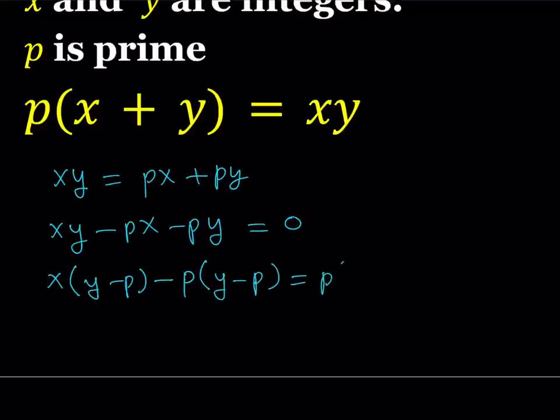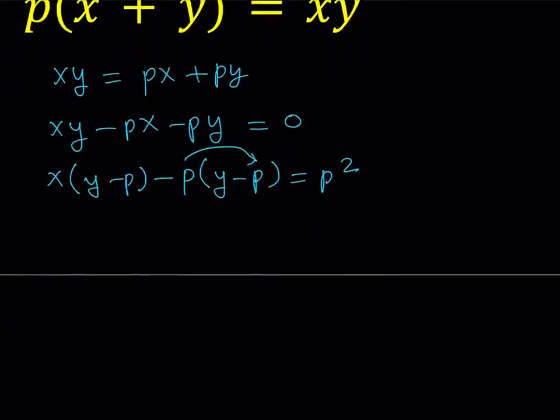but I do need y minus p, which means I'm adding p squared to both sides. Makes sense? Because if you distribute this, you're going to get negative p times negative p equals p squared. So we added p squared to both sides. And this makes it factorable, thanks to Simon. x minus p times y minus p equals p squared.